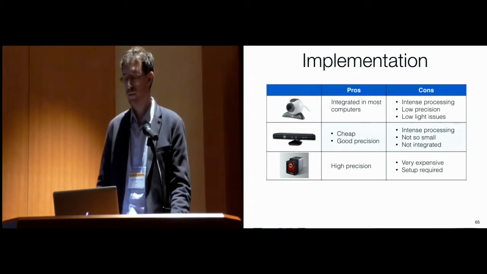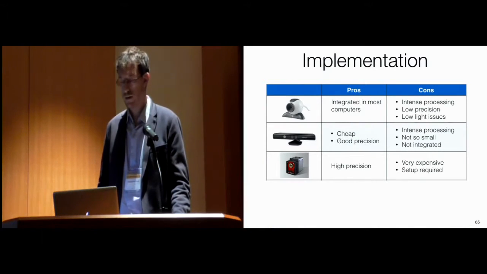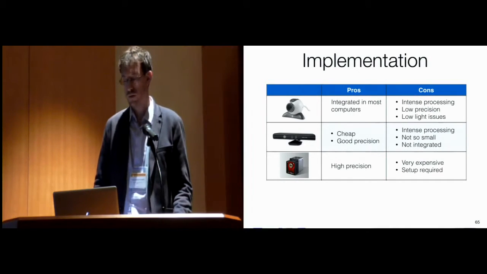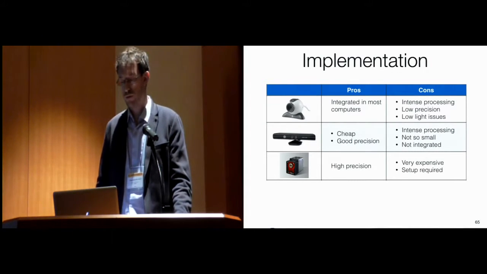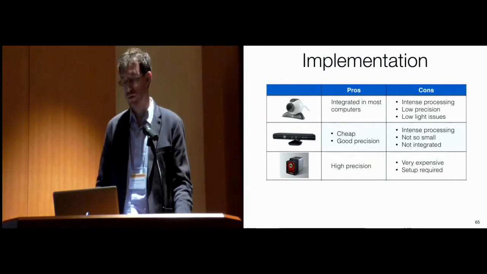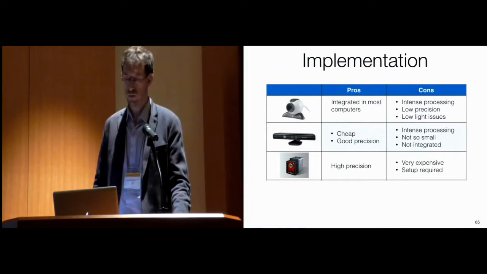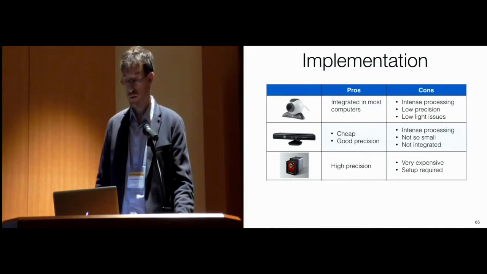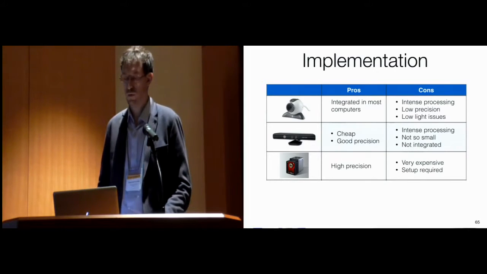For example, the webcam is integrated in most computers, in most laptops at least, but it often requires intense processing. It's not so precise and doesn't work in low light. The Kinect is quite cheap. It has good precision, but it also requires quite a lot of processing. It's not so small and it's not really integrated. And our infrared system is really precise, but it's very expensive, and you need a full room to operate this thing.